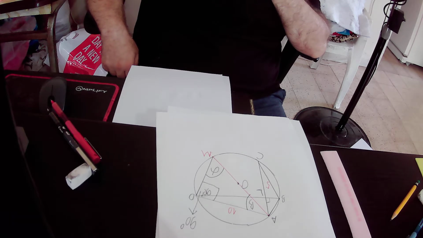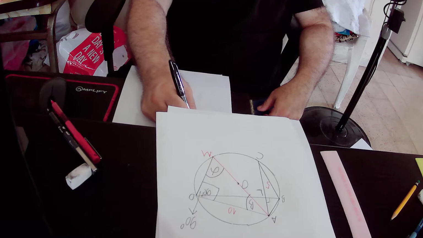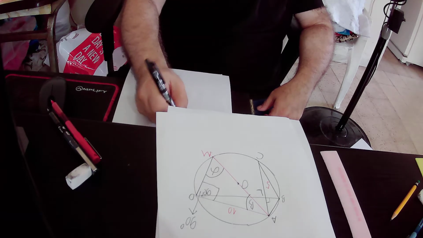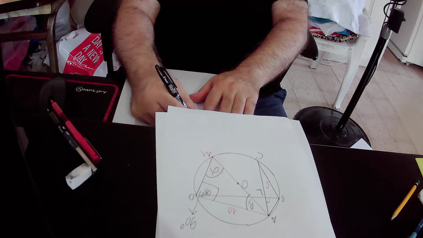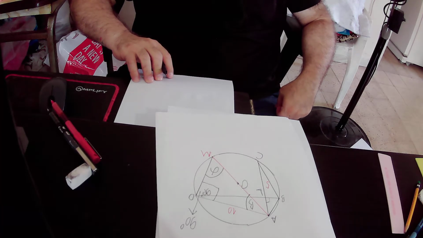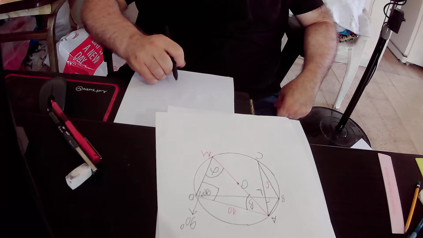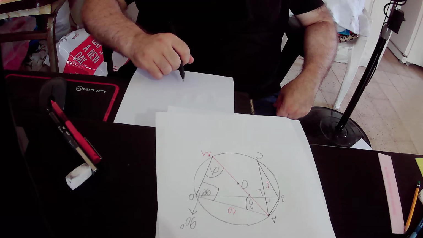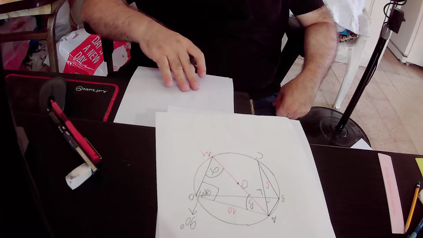And we have rule number 2 that states: if two peripheral angles rest on the same chord, then they equal each other. Okay?